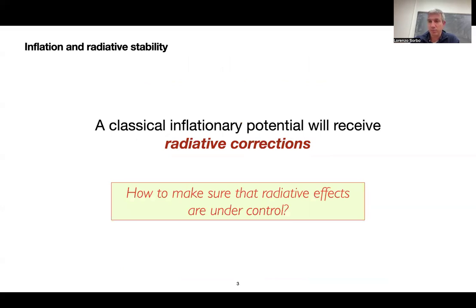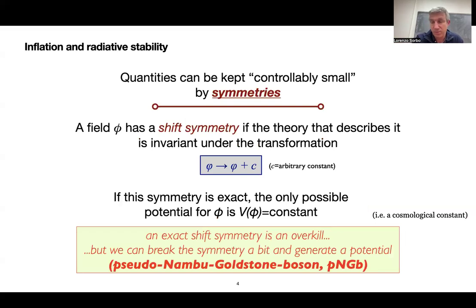Now there's a problem when we go to model building. If I write down a Lagrangian that involves a scalar potential that is sufficiently flat, in general, loop corrections will spoil the flatness of this potential in a potentially unpredictable way. So how can we make sure the radiative effects don't change my classical potential a lot and are under control? There's a way, of course, that is based on invoking symmetries. Symmetries are always good to keep things under control.